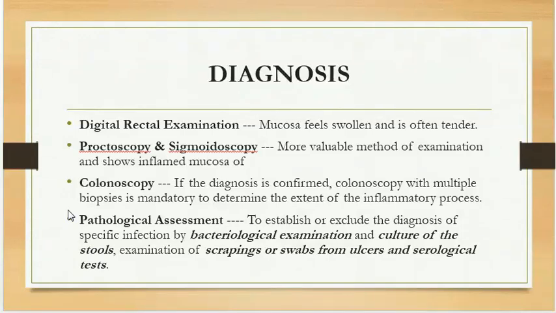Now, if the diagnosis is confirmed, colonoscopy with multiple biopsies is mandatory to determine the extent of the inflammatory process. So once the diagnosis of proctitis is there, that the rectum is involved and inflamed, it is essential that we should do colonoscopy and multiple biopsies. The idea behind it is we want to know the extent of the inflammatory process. As I told you, proctitis is usually also associated with inflammation of the rest of the colon. That is the reason why we have to do colonoscopy in these patients.